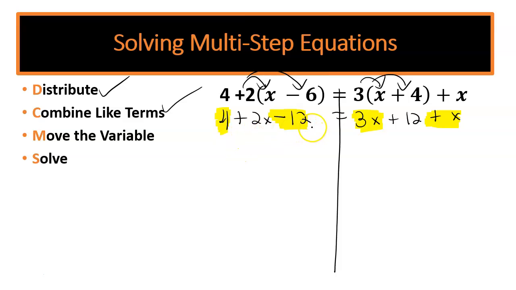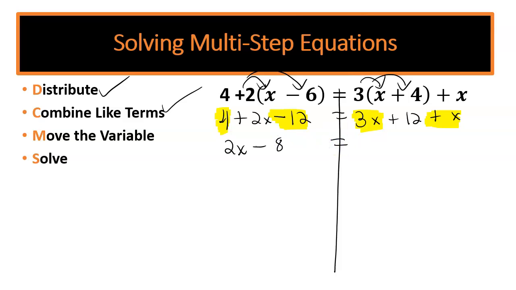All right, so I'm going to combine. I'm just going to bring my 2x down first, because I like to keep my x first. And then I'm going to combine. So 4 minus 12. Just read it like the signs say. Again, if you need to check that in your calculator, you can. It's going to give you a negative 8. Equals.